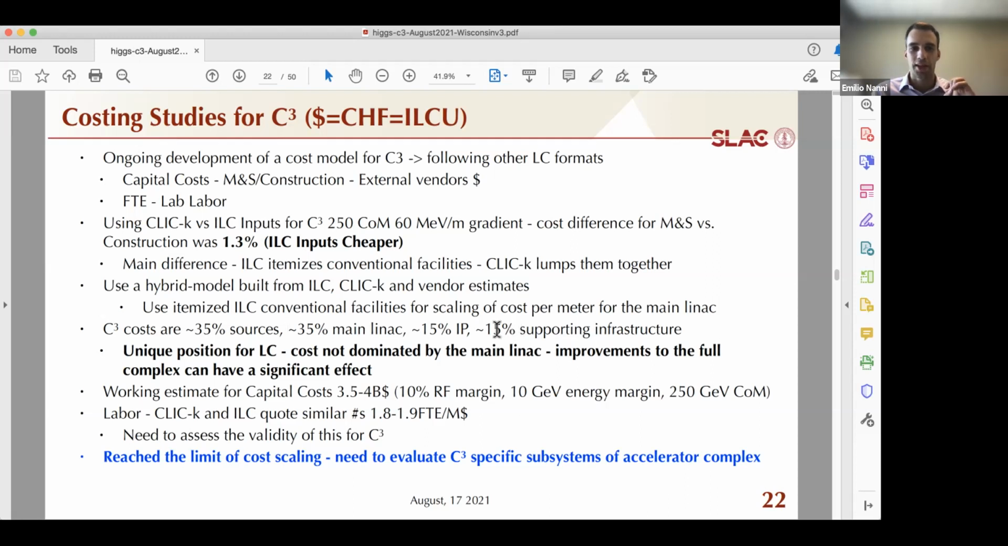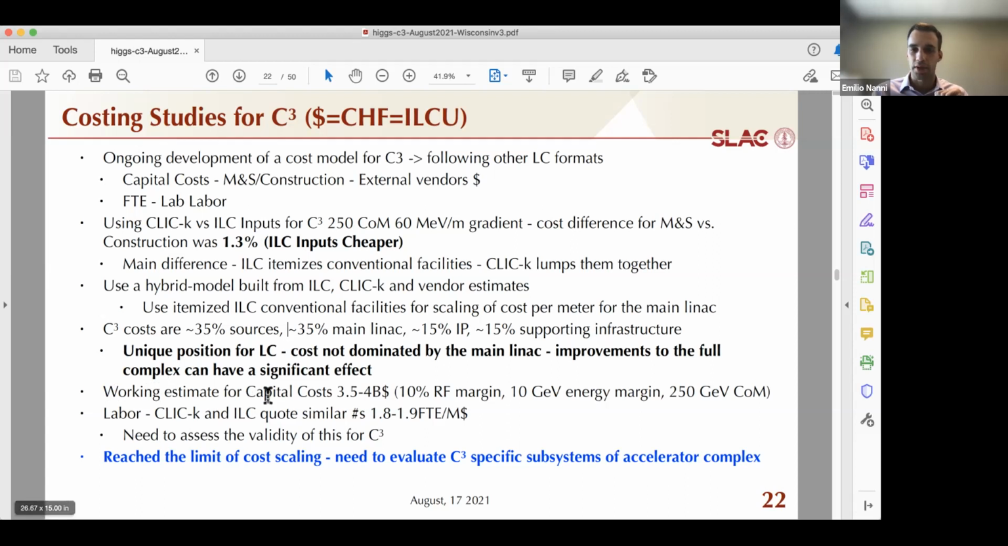I think this is a really critical point. This is a unique position for linear colliders. The cost is not dominated by the main LINAC. And that means that if you make improvements to any of the subsystems, they can now have a significant effect on the overall cost of the accelerator complex. And really, so far, we've just been focusing on the main LINAC, and I think we've made a lot of progress here. But we need to see now what we could do for the electron and positron sources, and to a lesser extent, these other systems as well.